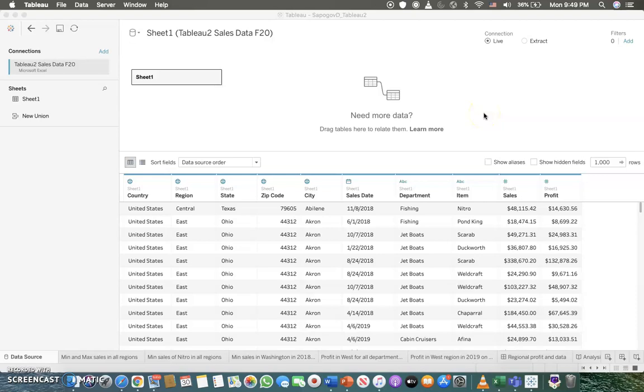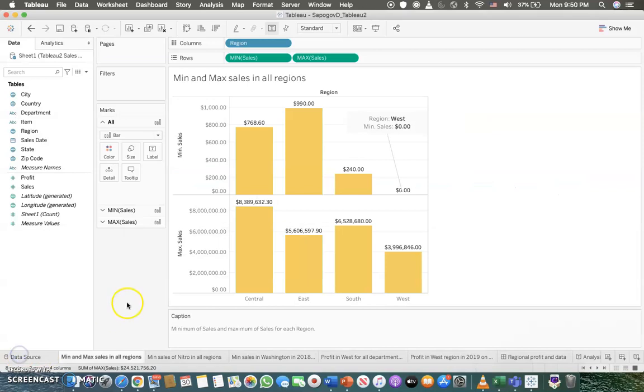To analyze the data, I scrolled down this file several times, understood which columns are important, and took advantage of filtering for my worksheets and dashboards. This is my first sheet. Here I have min and max sales in all regions. We got Central, East, South, and West.